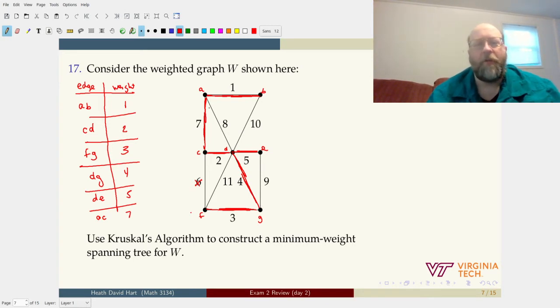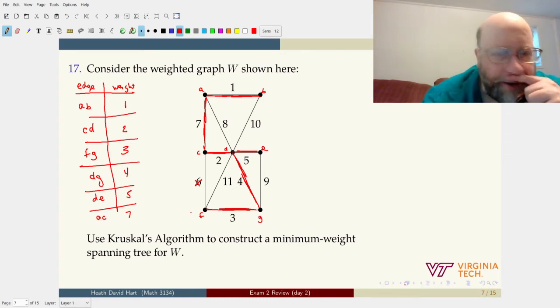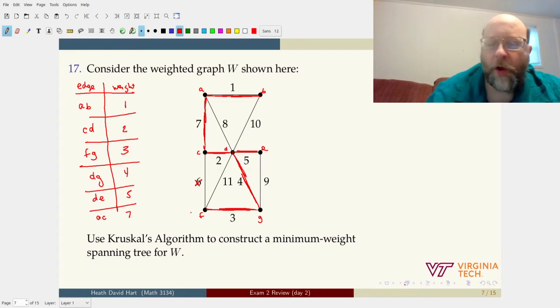But if I didn't notice that and I kept going, 8 would create a cycle from A to C to D. 9 would create a cycle from E to D to G. 10 would create a cycle from A to B to D to C and back to A. And 11 would create this triangle down here, D to F to G and back. And so all of the remaining edges create cycles. Okay? All right. So let's move on.